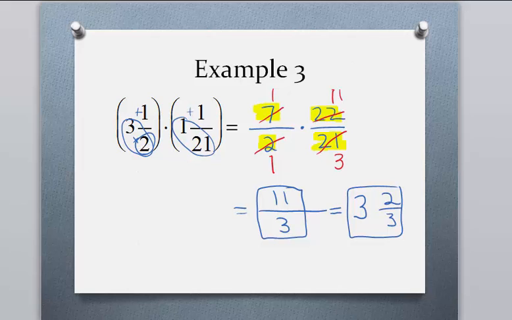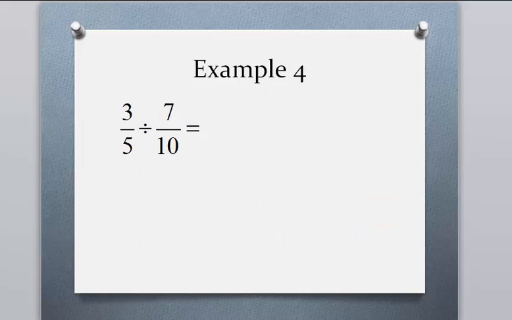All right, let's do some division. So the first thing you need to remember is that when you're dividing fractions, that's the same as multiplying by the reciprocal. So when you have two fractions with a division sign in between them, you're going to make two changes. You're going to change the division sign to a multiplication sign, and you're going to change the fraction that follows the division sign to its reciprocal. So 3/5 divided by 7/10 is going to be 3/5 times 10/7.